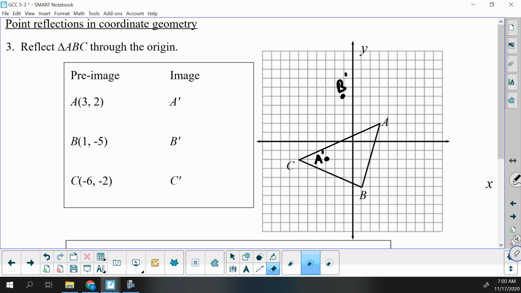Lastly, C, we're going up 2 and 6 to the right. So we'll go up 2 and 6 to the right from the origin, and that'll give us where C prime is. We'll go ahead and connect our points.